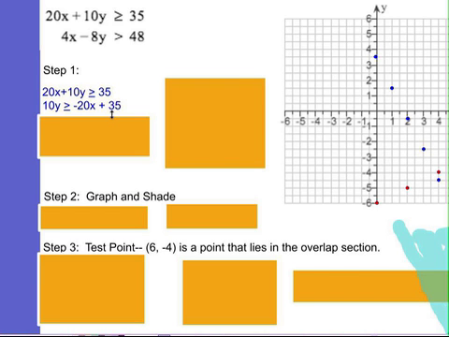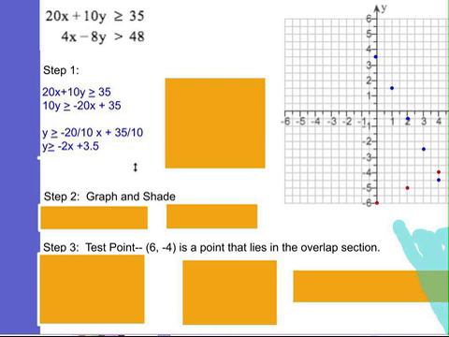We got to get y by itself, so we have to divide everything by 10. So we get y is greater than or equal to negative 20 divided by 10x plus 35 divided by 10. Now for the sake of graphing, I'm going to divide and turn everything into decimals so that I can easily graph this. So I have y is greater than or equal to negative 2x plus 3.5.